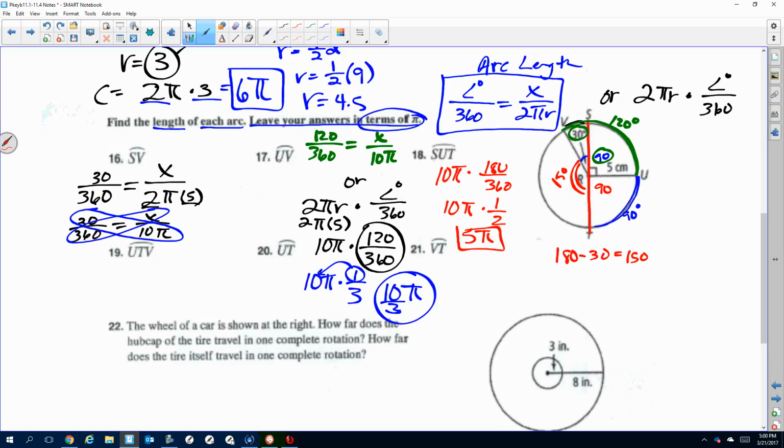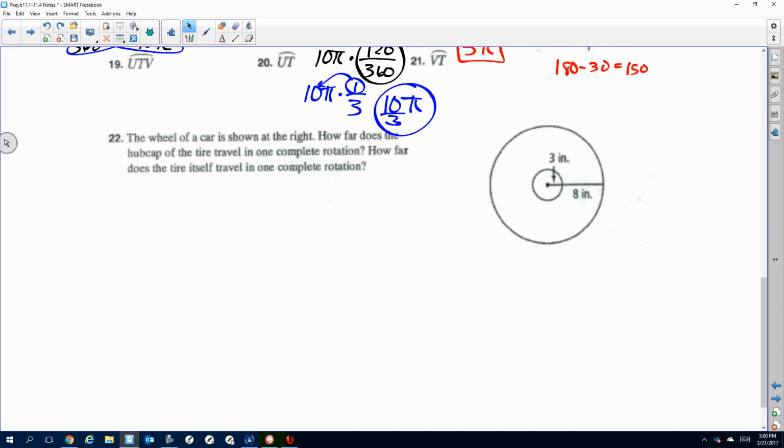And we are done. Okay, so I'm going to leave 19 through 21 for you to complete. Make sure you get done. I'm going to check for those. And then I'm going to help you get started on the 22.